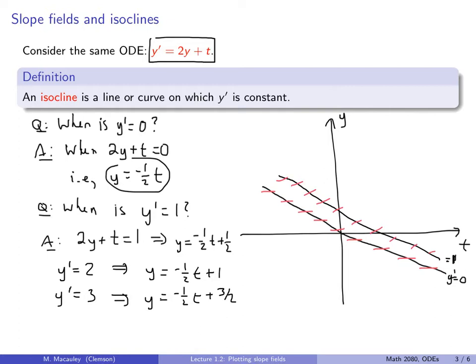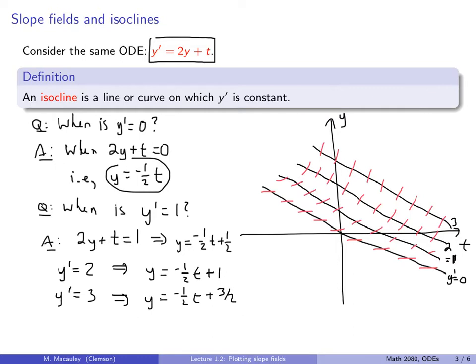So let's fill in these lines. These are going to be parallel. And this is when the slope is 2. This is when the slope is 3. So I'm going to draw tick marks that are steeper and steeper still. And let me do one more. Well, actually, let me do several more.